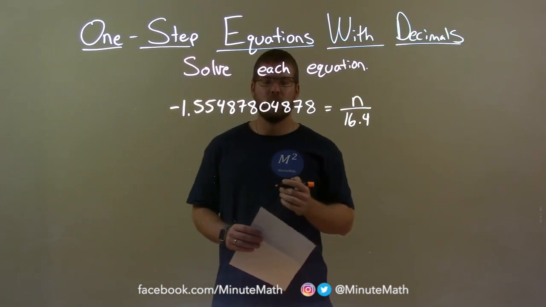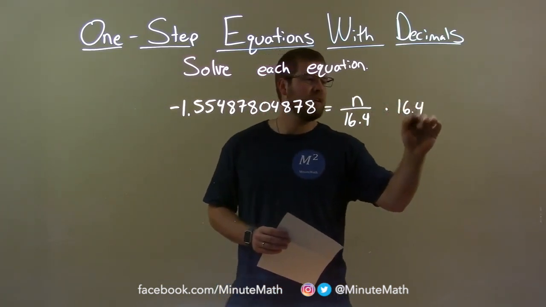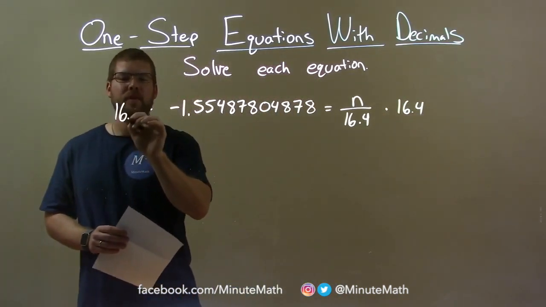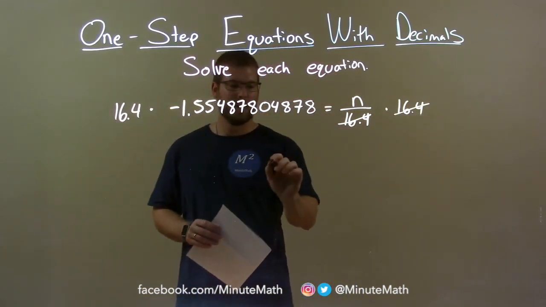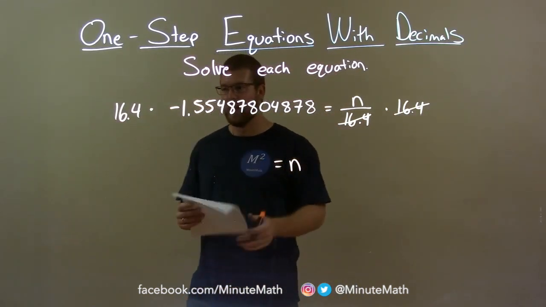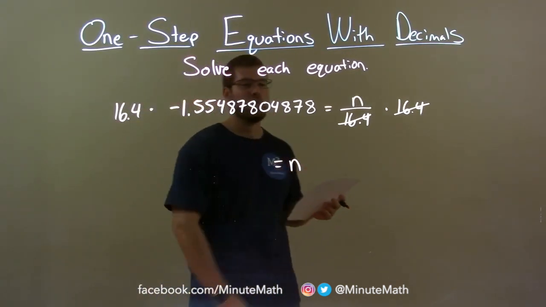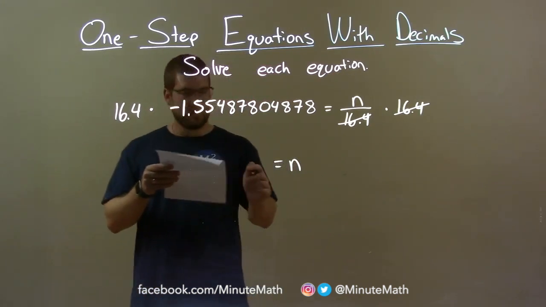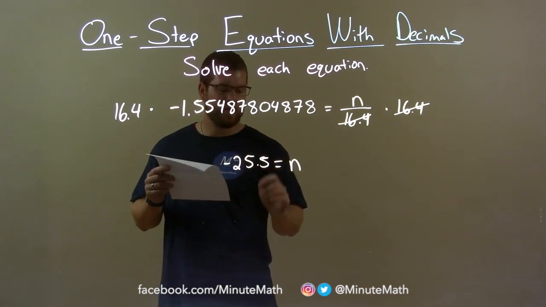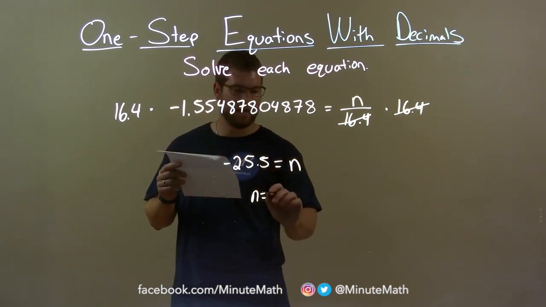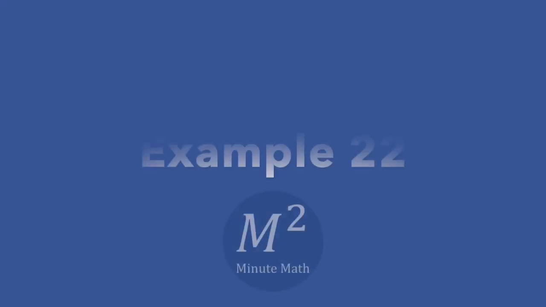We're divided by 16.4, so opposite of division is multiplication. We multiply both sides by 16.4. What this does for us is eliminate the 16.4 on the right, giving me n by itself on the right, and on the left, well, 16.4 times a negative 1.5548784 is equal to a very simple negative 25.5. Now we can rewrite this to have n come first, so n equals negative 25.5, and there we have our final answer.